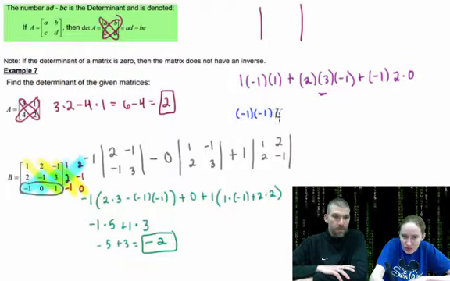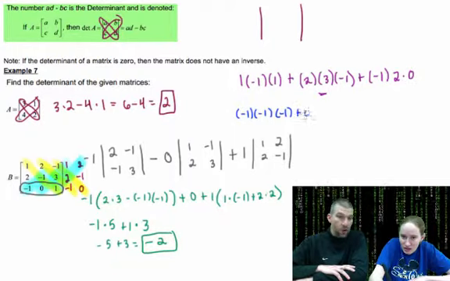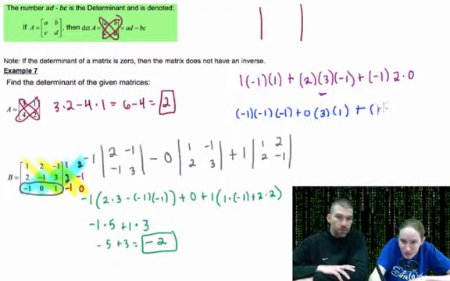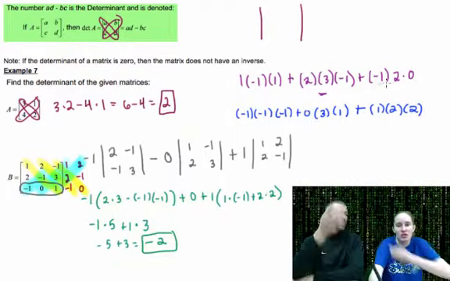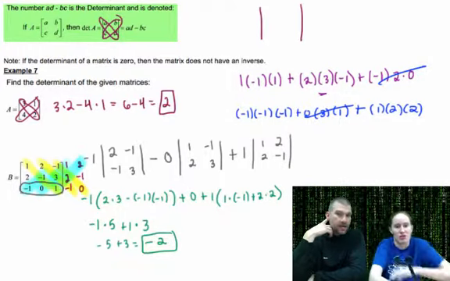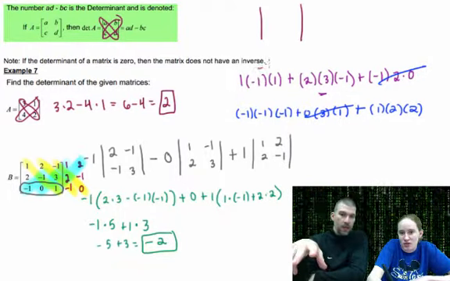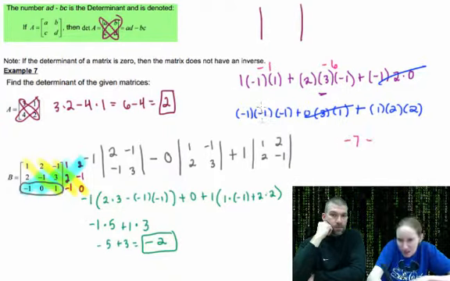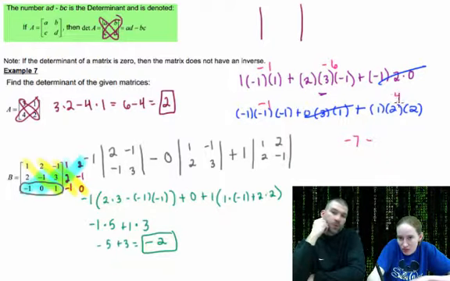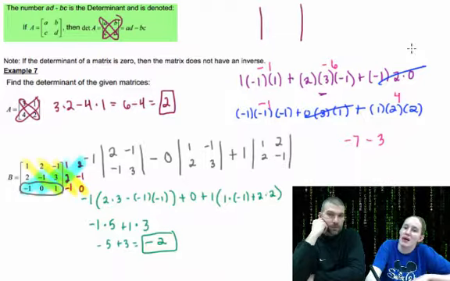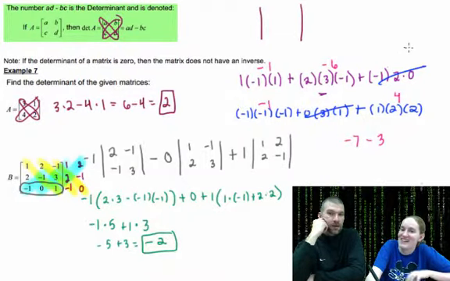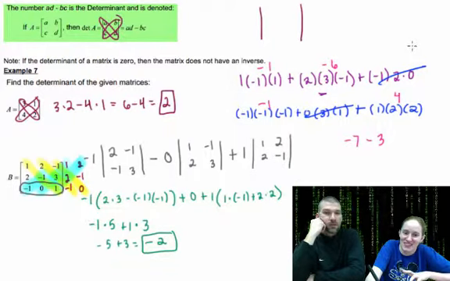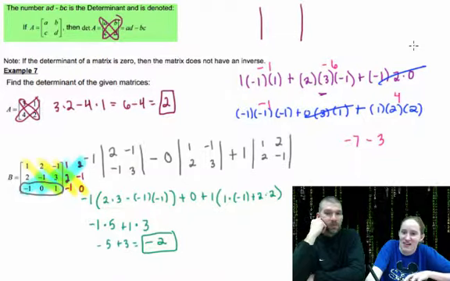-1, -1, -1 plus 0, 3, 0, 1, 3, 1 plus 1, 2, 2. And again, anytime you have a 0 in that matrix, finding the determinant just gets a lot easier because those things go away. But you're going to end up with the same thing. So this is -7 minus, this is -1 plus 4, so that's 3. -7 minus 3. Did you do your math right on top? -6? Did you do your math right on bottom?